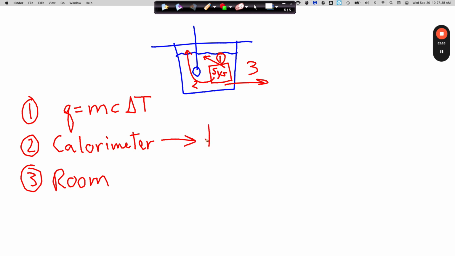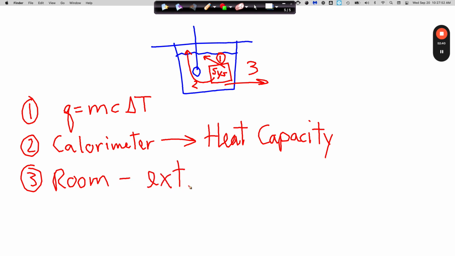How do we tackle this? We tackle this via heat capacity. How do we tackle this? We tackle this through extrapolation.